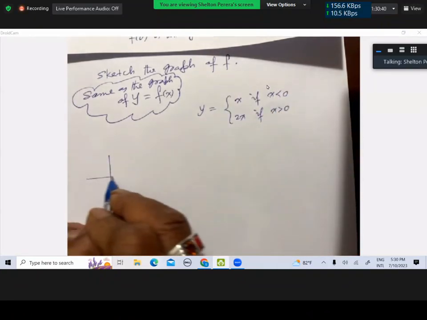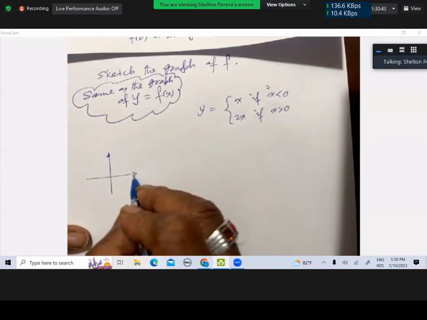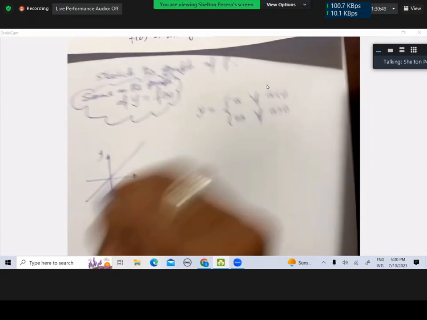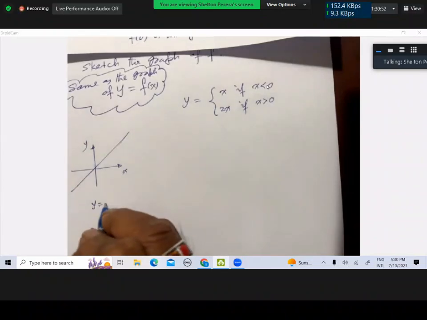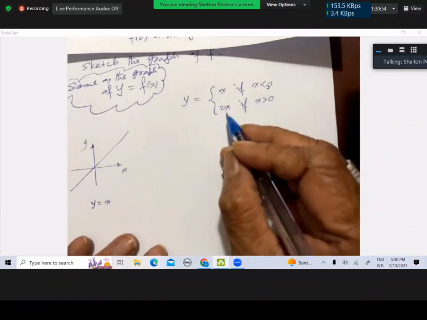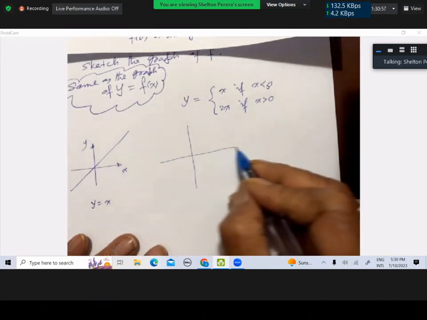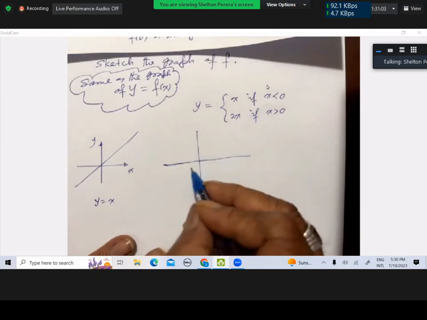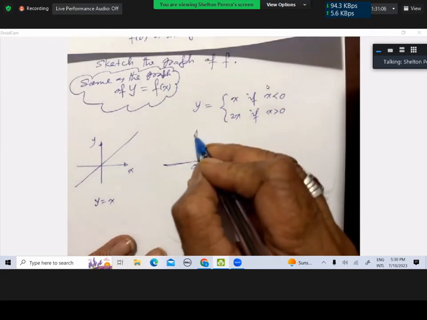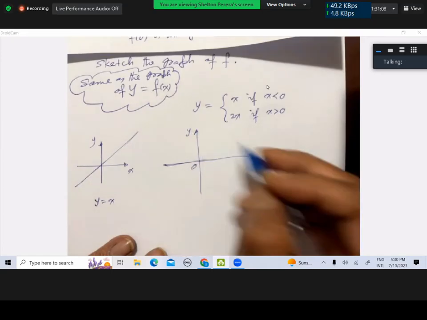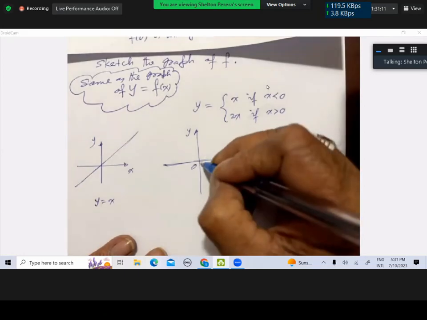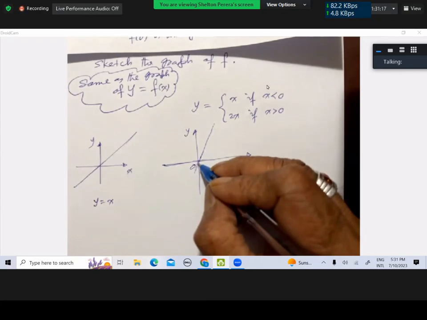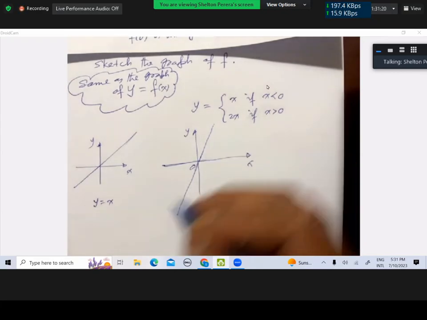Do you know how to draw y equals x? I ask you to keep that in your memory. So this is y equals x. Underneath it, the other one is y equals 2x. Draw that also. When x is 0, y is 0. 2x has a bigger slope. This is the graph of y equals 2x.